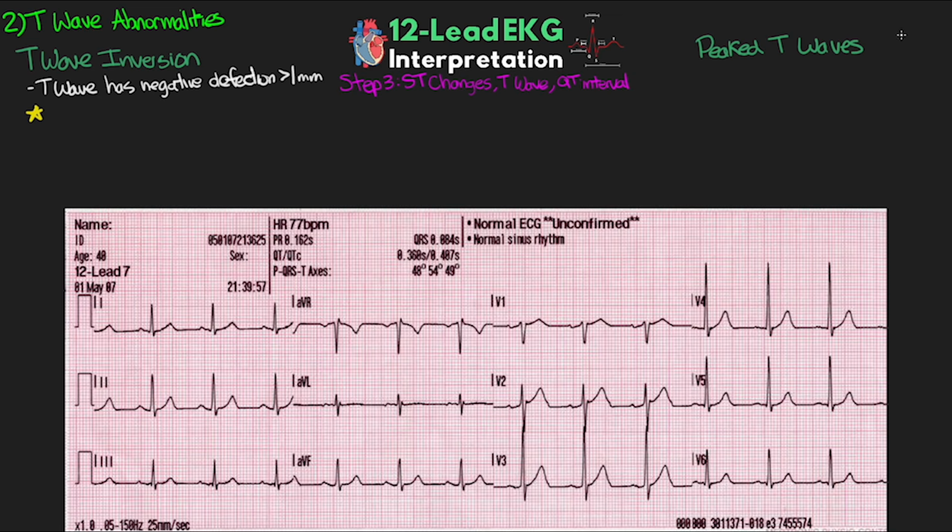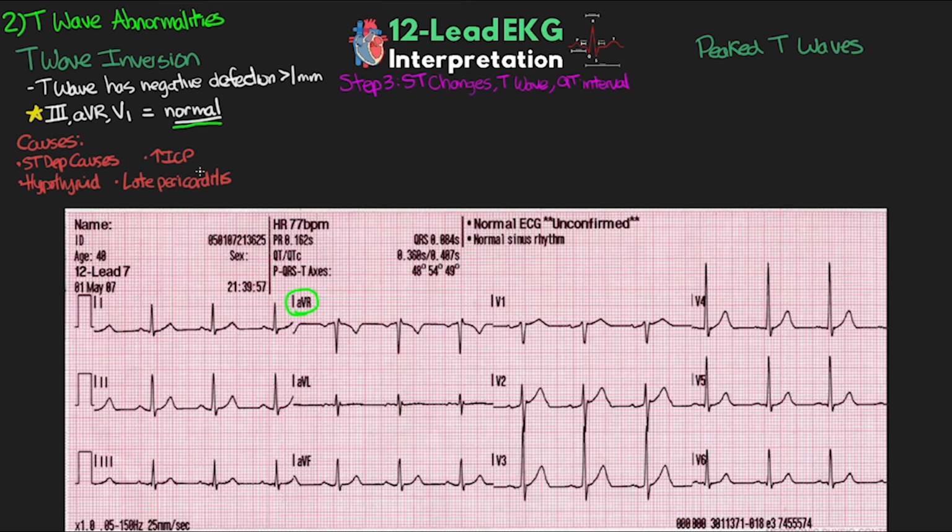If we have this isolated to either leads 3, AVR, and V1, this is something that we actually consider normal. As you can see from our example here, we have isolated T wave inversion in AVR, which, like I just said, is something we consider normal. Anything outside of these 3 leads, we would consider true pathologic T wave inversion, and some potential causes of this, all of the same causes of ST depression, as well as elevated ICPs, hypothyroidism, as well as late pericarditis, can all present with these pathologic T wave inversions.